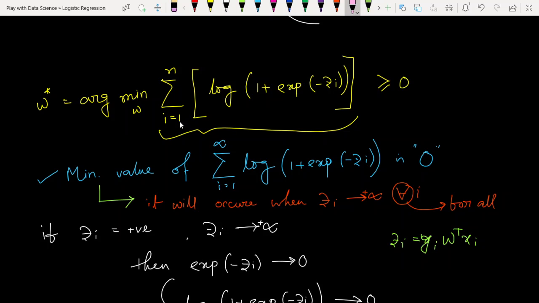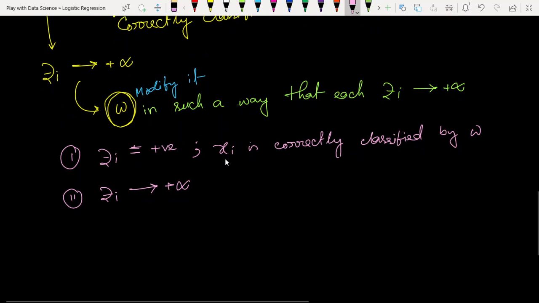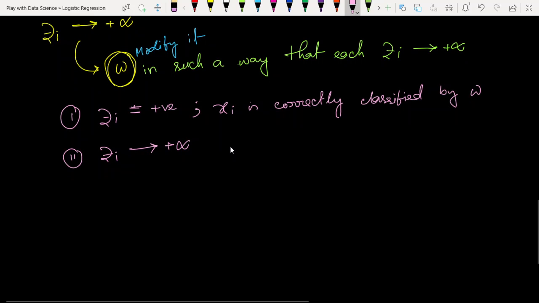Okay, when we find this minimum value, when zi is plus infinity and zi is also positive. Just read it. Zi is positive means what? This means that xi is correctly classified and zi is plus infinity. If I pick my w in such a way that zi is positive, means xi is correctly classified by w and zi is plus infinity.